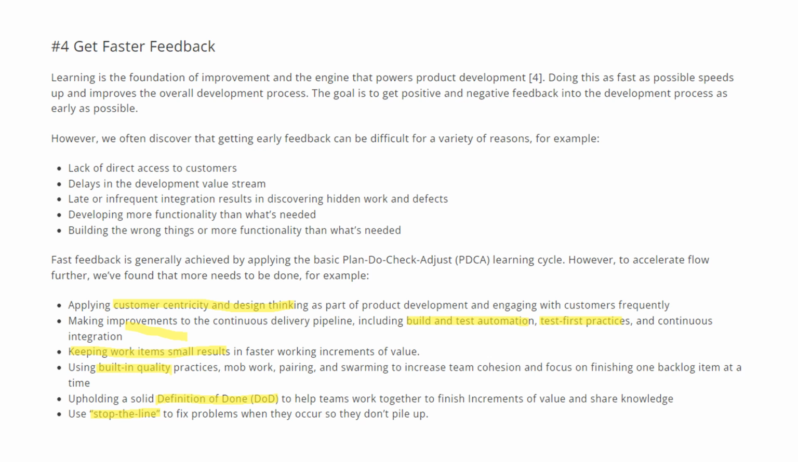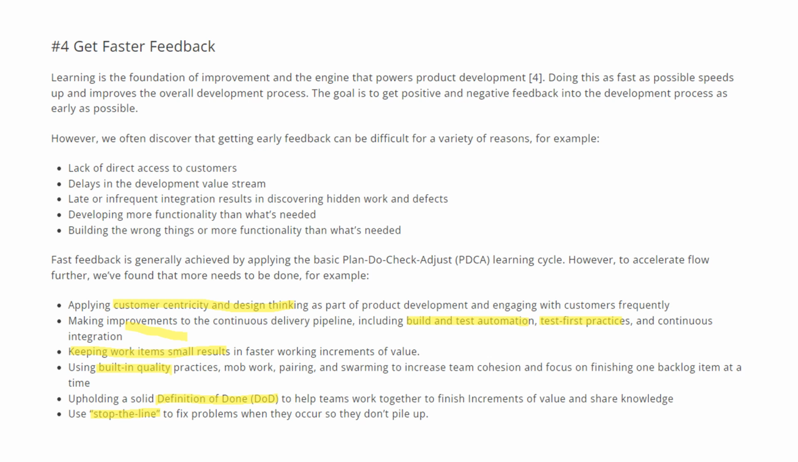However, we often discover that getting early feedback can be difficult for a variety of reasons. For example, lack of direct access to customers, delays in the development value stream, late or infrequent integration resulting in discovering hidden work and defects, and developing more functionality than we needed, building the wrong things. Fast feedback is generally achieved by applying the basic PDCA, plan, do, check, act, learning cycle.